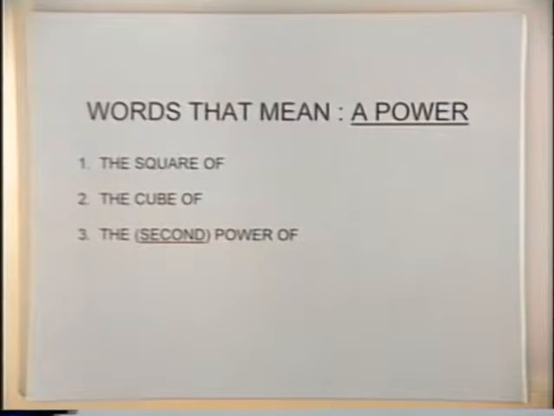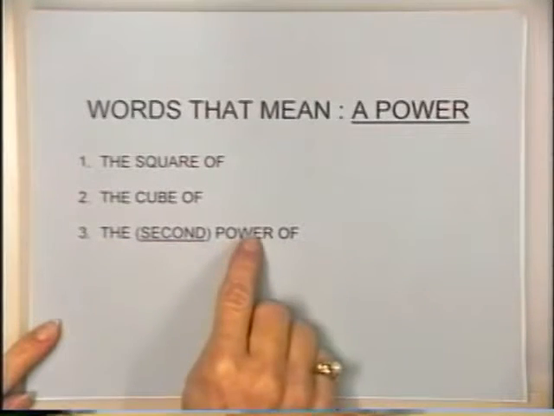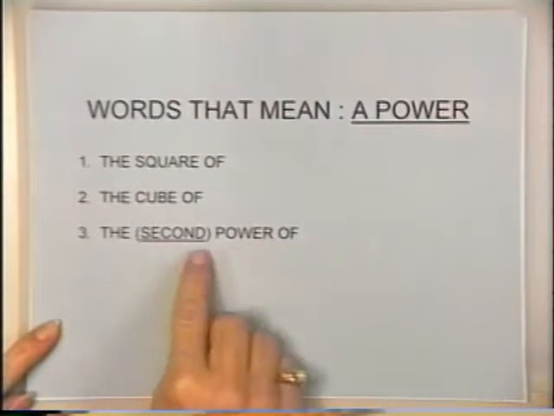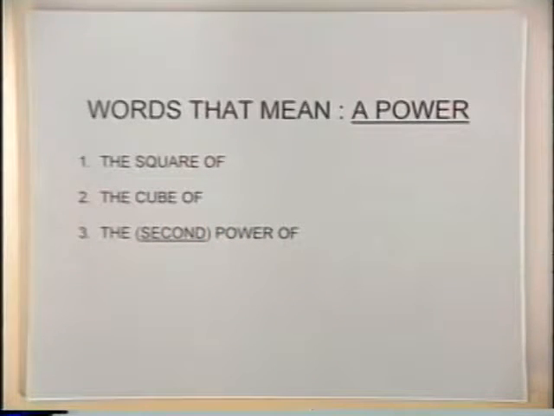And then our last group of words here are words that mean a power. If you say the square of, you are saying that you have a number raised to the 2nd power. The cube of means that you have a number to the 3rd power. Of course, you can also use the words like the 2nd power, the 3rd power, the 4th power, and so on. All of these types of expressions means that you will have an exponent.